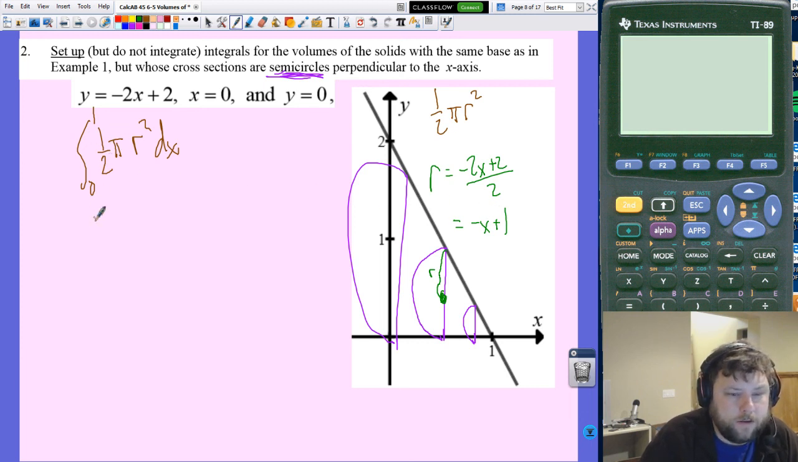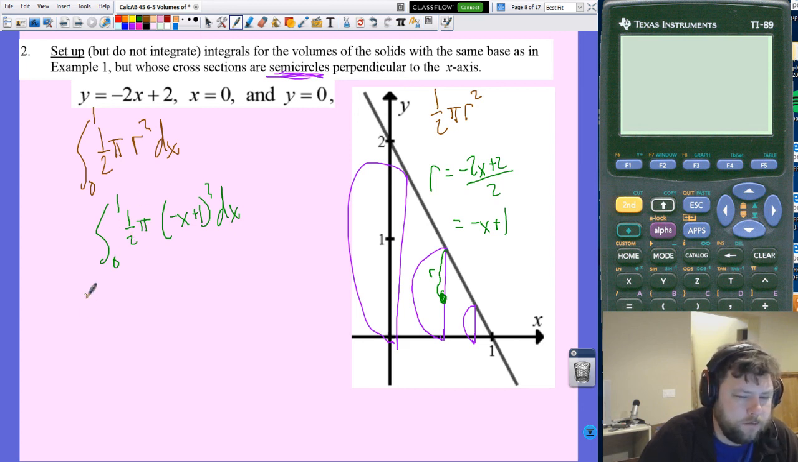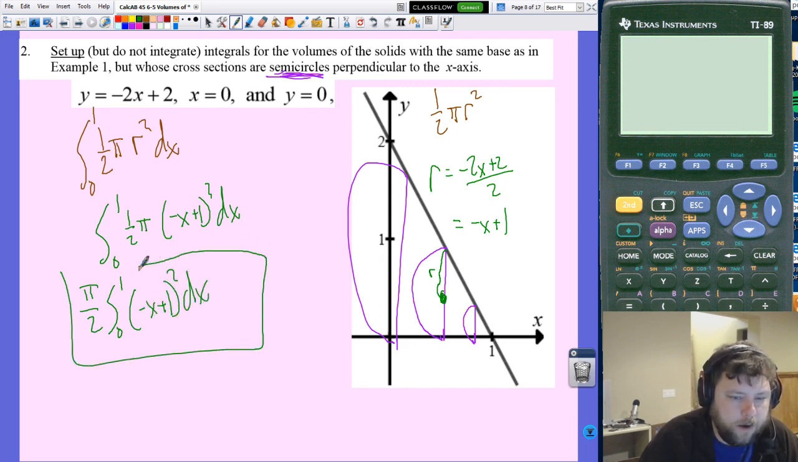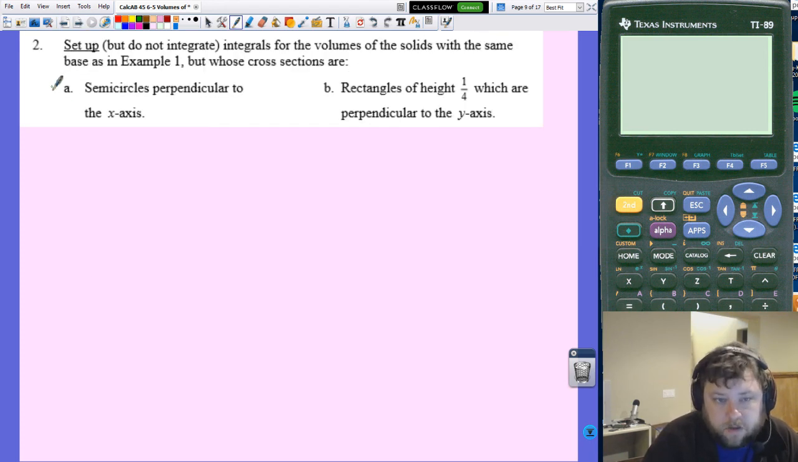So my formula, I can write the integral from 0 to 1 of 1/2 pi times negative x plus 1 squared dx. And this is a constant. I'm going to write it outside. I can write it as pi over 2 times the integral from 0 to 1 of negative x plus 1 squared. I don't have to. I just did that. Just a reminder, you can. Either way would have worked. And don't integrate. All right.